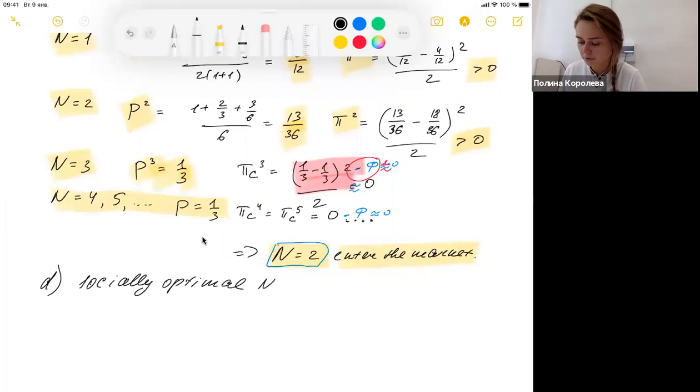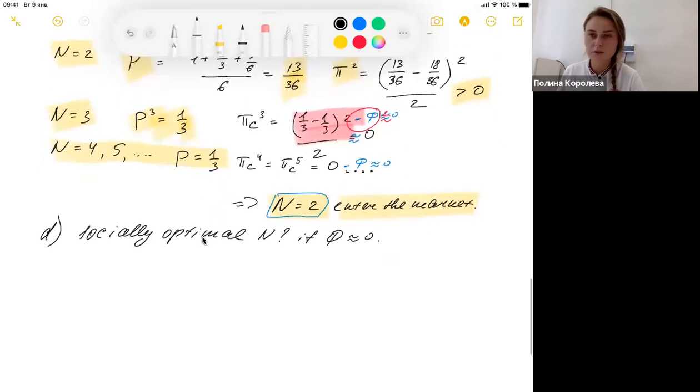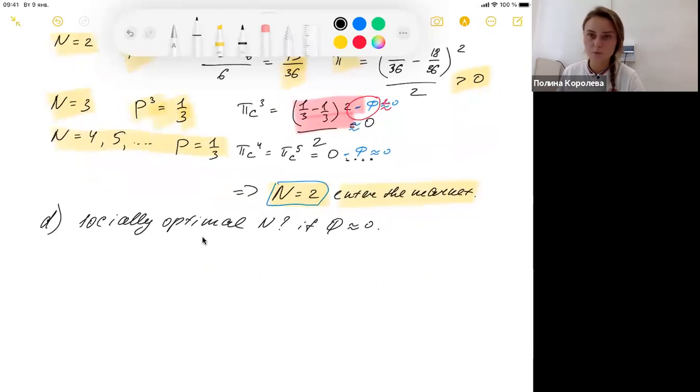Number of competitive firms. If we have this entry fee cost approximately 0, what do we mean if we speak about socially optimal? That means that we need to find such a number of firms that we will have the highest social welfare. What is social welfare? Social welfare highest.